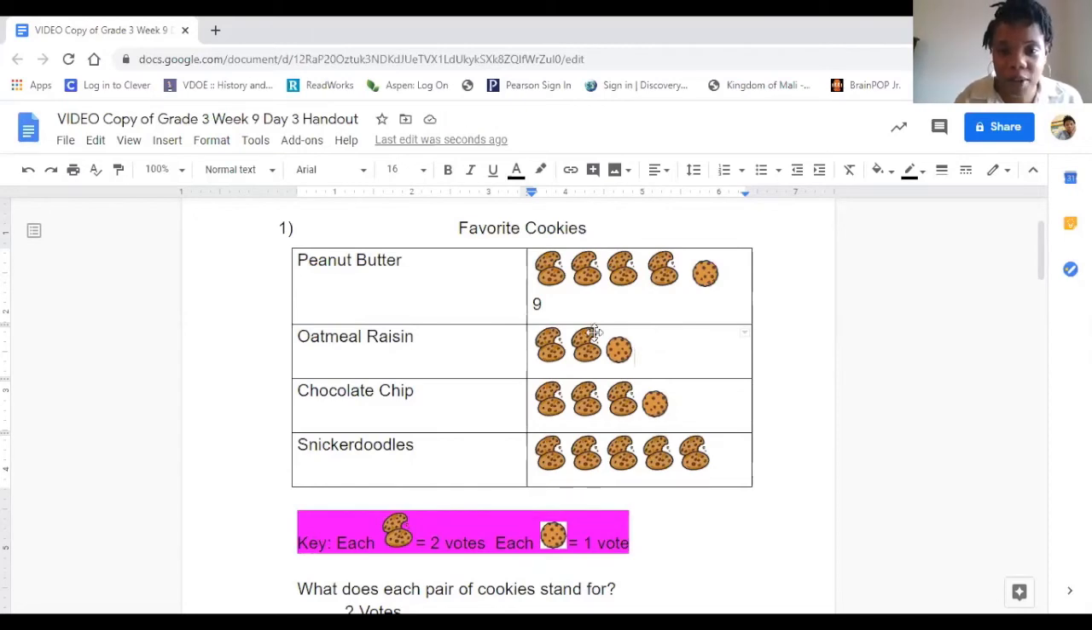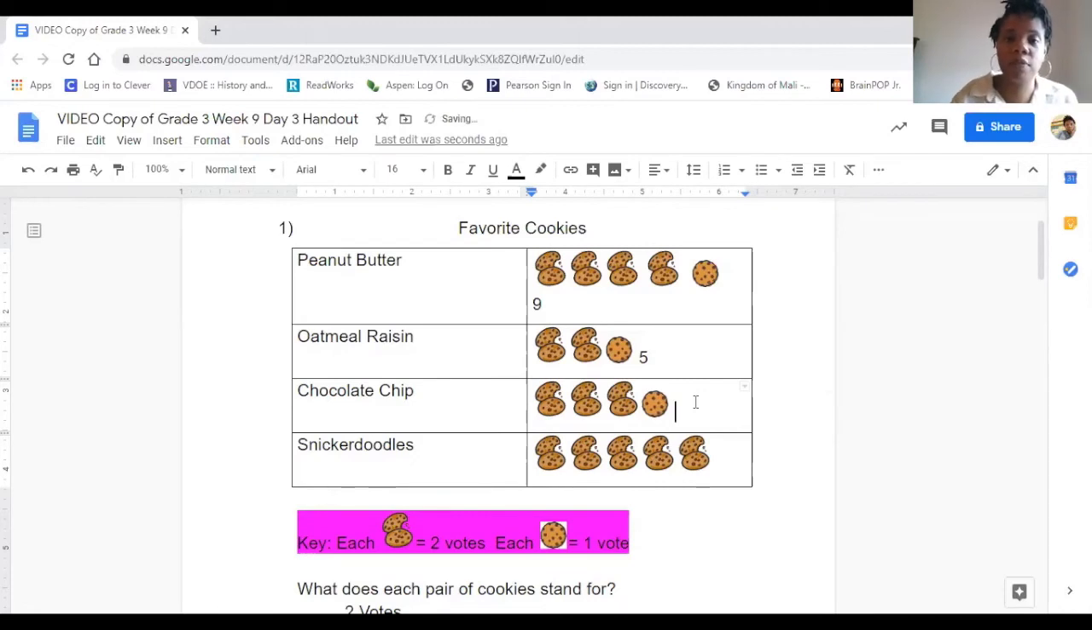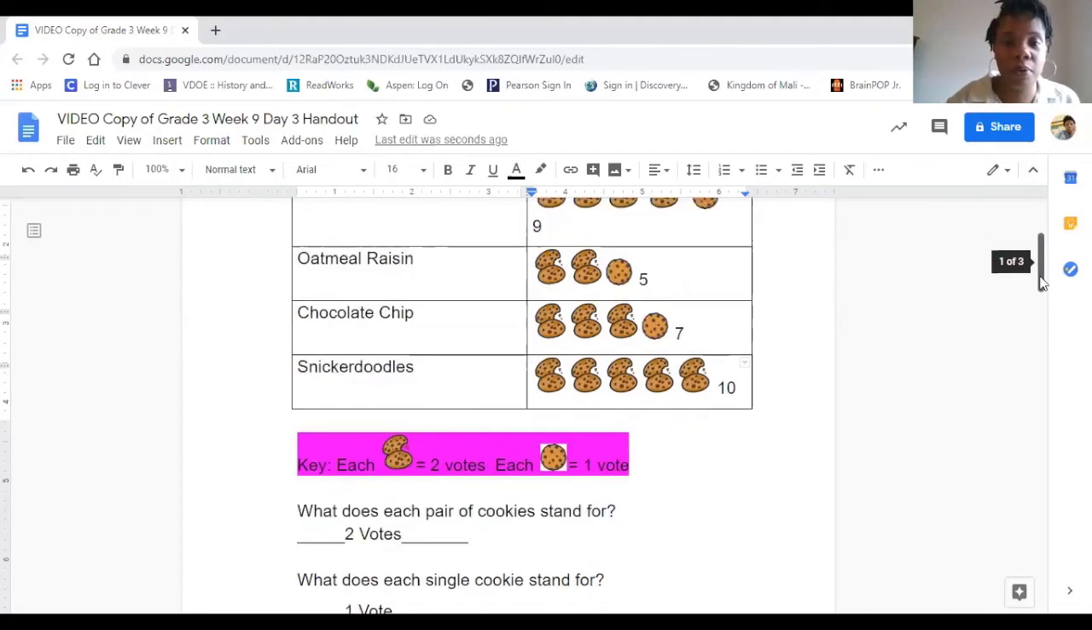Oatmeal raisin, let's count by 2s again. 2, 4, and then count by 1, 5. Oatmeal raisin received 5. Chocolate chip, 2, 4, 6, 7. Chocolate chip received 7 votes, and Snickerdoodles received 2, 4, 6, 8, 10 votes. So now I'm looking at my graph, and I realized that Snickerdoodles received the most votes. Gary's family enjoys Snickerdoodles the most.